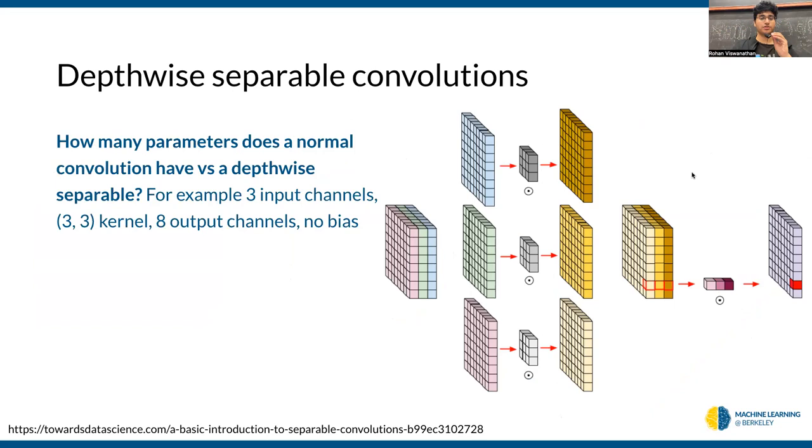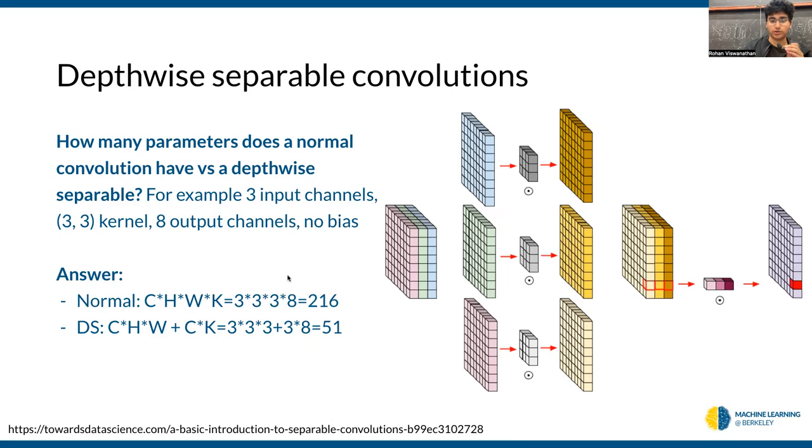So yeah, normally you would do 3x3x3x8, which is, you have a 3x3x3 block, and you're multiplying that by 8 or whatever the size of your output is, versus now you have the same computation, but now you're doing a 1x1x3 times 8, which is like the size of your output channel.